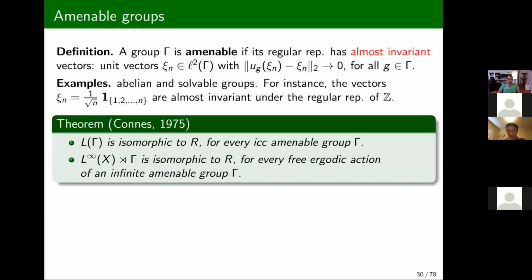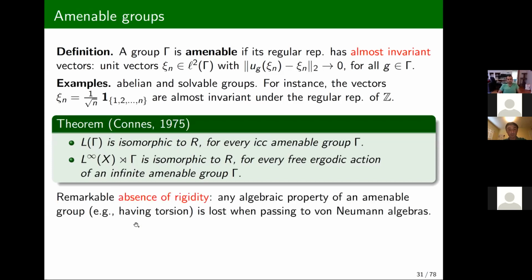All right, so here's what Connes proved. In 1975, he proved that if you start with an ICC amenable group gamma, then L of gamma is isomorphic to the hyperfinite II_1 factor, the approximately finite II_1 factor. And the same is true for L infinity of X cross gamma for every free ergodic action of an infinite amenable group gamma. So in other words, if the groups gamma that you use here to get II_1 factors are amenable, then you always get the same von Neumann algebra R.